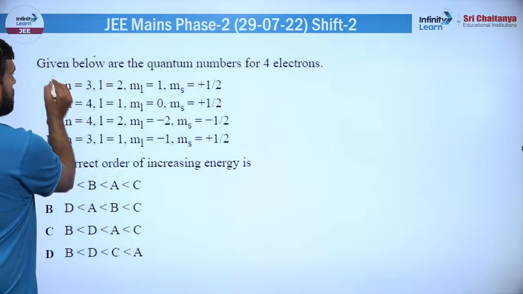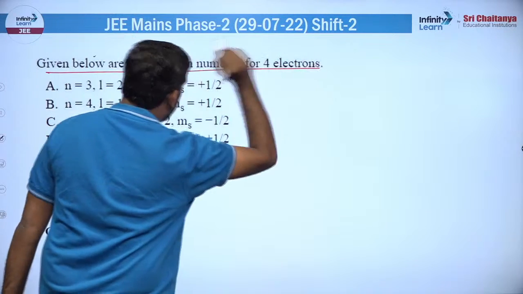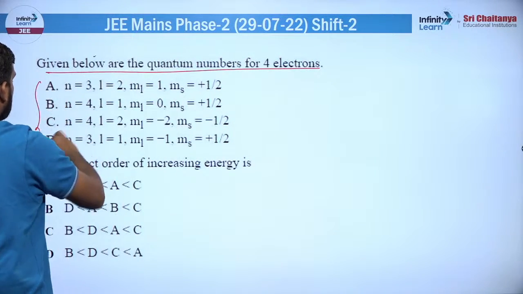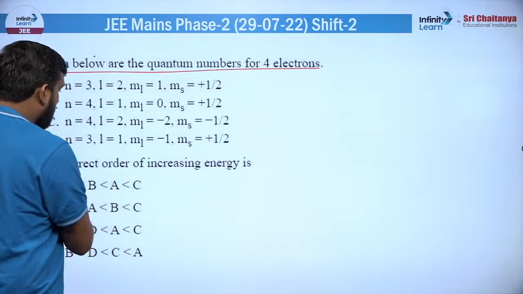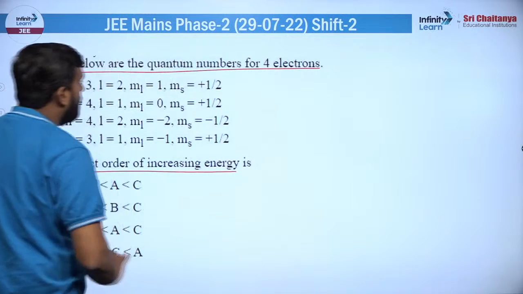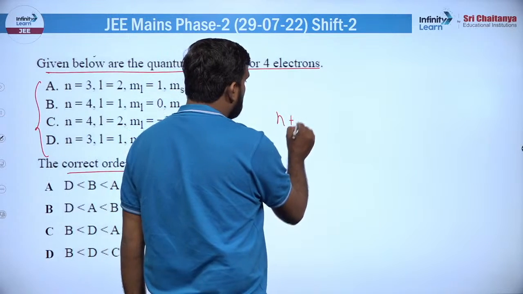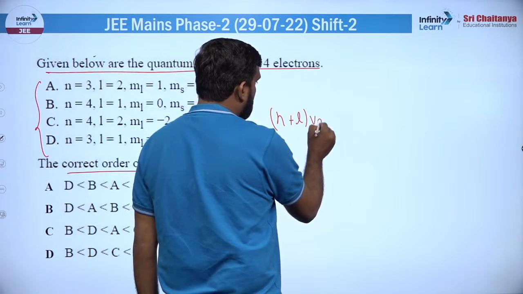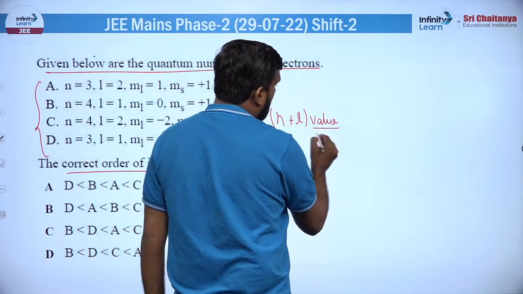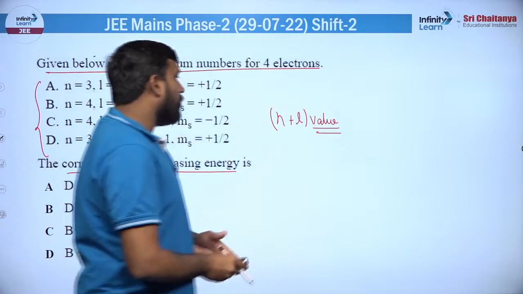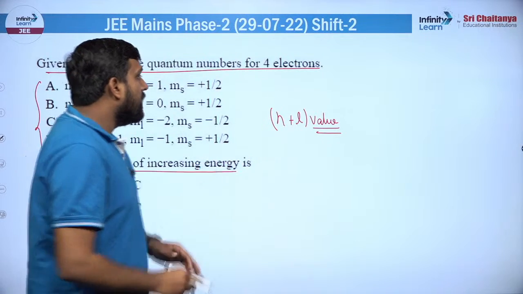So the next question is, given below are the quantum numbers of 4 electrons. There are 4 electrons' quantum numbers given and you have to arrange them in increasing energy. Basically, the energy order is determined by the n plus L value. More the value of n plus L, more will be the energy.